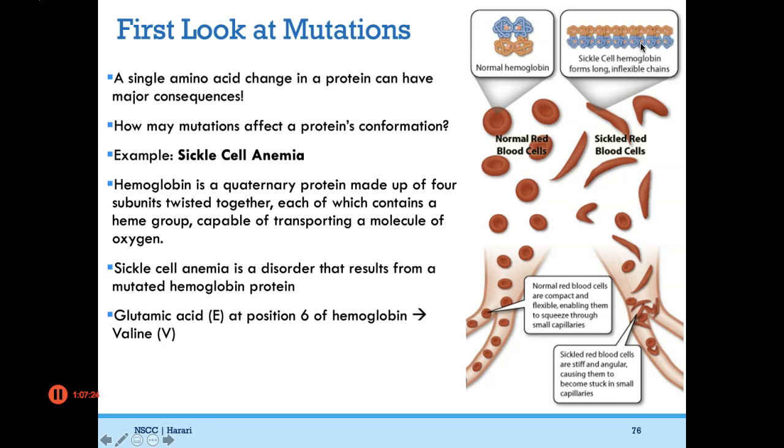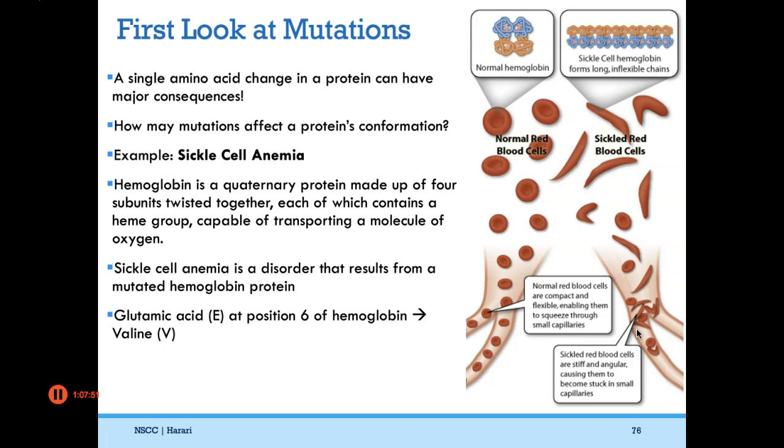Because hemoglobin sticks to each other, they form very long chains that make the red blood cells have a deformed shape. They look sickled now. They're no longer flexible blood cells like this. They're sickled cells. And what happens is they get stuck in capillaries. And that can cause anemia, meaning a lack of oxygen delivery.